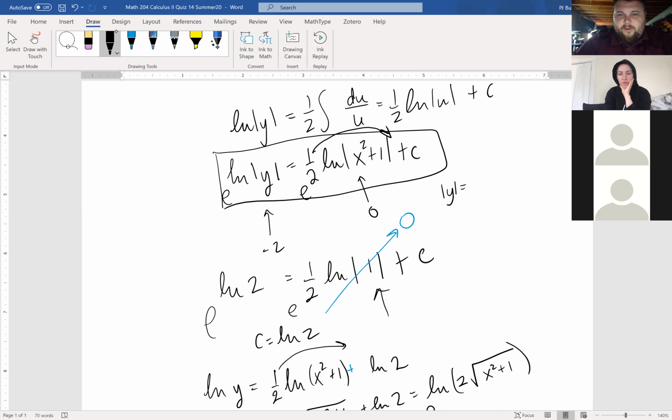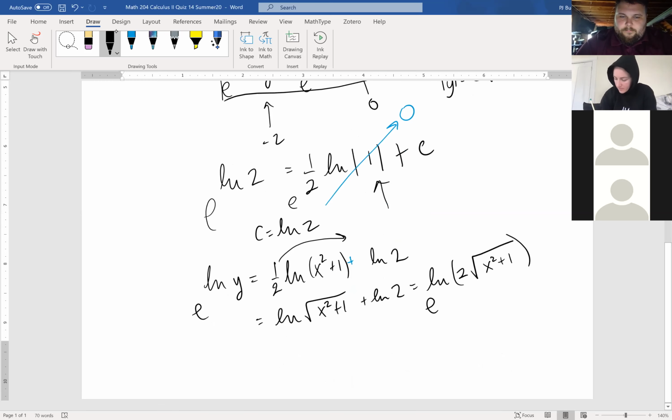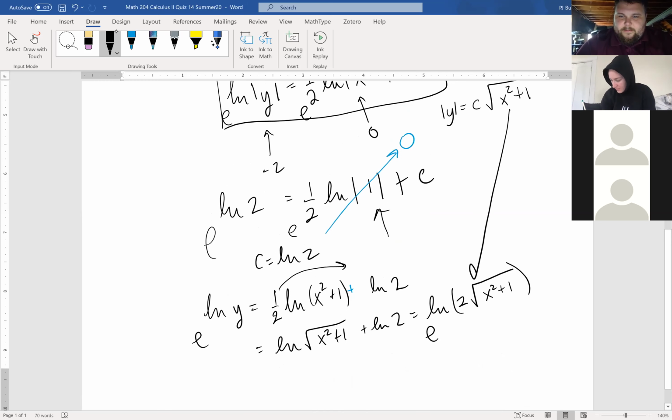So that 1/2 would have to go up as a power. So you would end up with C times the square root of x squared plus 1 out of that. Okay, so for future reference, when you're using e, and that's exactly what I'm going to get down here, right? Even since I removed the ln by substituting e, y would still be absolute value. You still got to keep the absolute value.